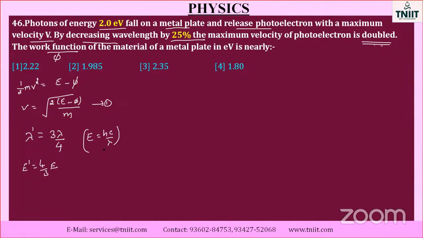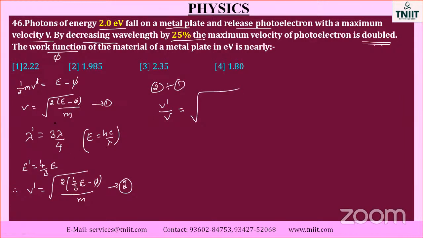So can you write the second equation? V dash will be root of 2 times (4/3 E minus work function) divided by the mass. You can call this equation 2. Now you can divide equation 2 by equation 1. It will be V dash by V is equal to root of, the 2m will get cancelled out, (4/3 E minus phi) divided by (E minus phi).